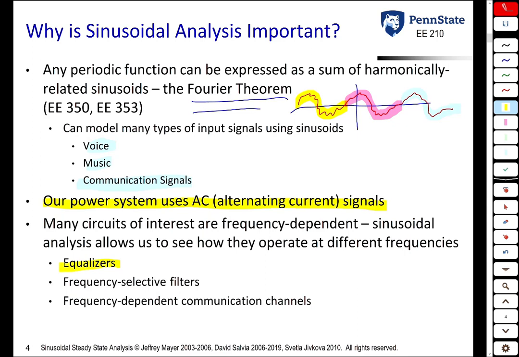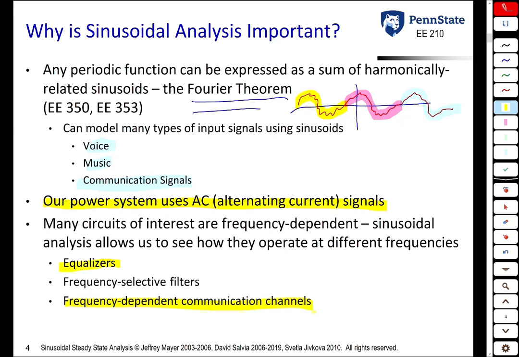Speaking of communication systems, modeling communication systems and channels is important, and what we see is that these communication channels themselves are often frequency dependent. So when a communication signal goes through a channel, whether it's a coaxial cable or the air or a fiber optic cable or something like that, the different frequencies present in that signal might be affected in different ways, and so we say the communication channel is frequency dependent. To understand that frequency dependency, we need sinusoidal steady-state analysis.